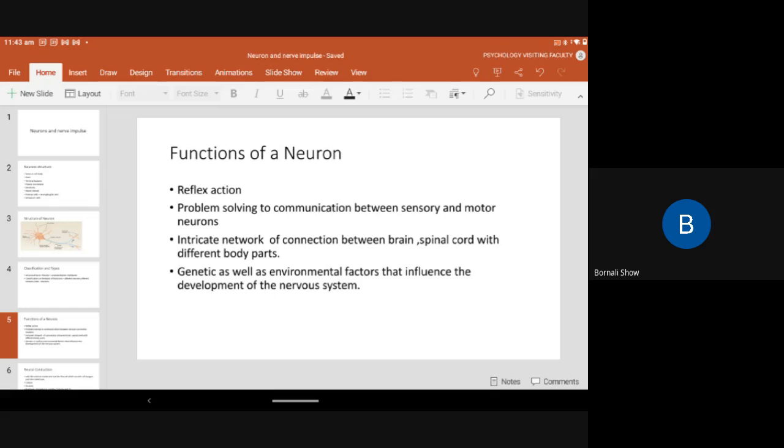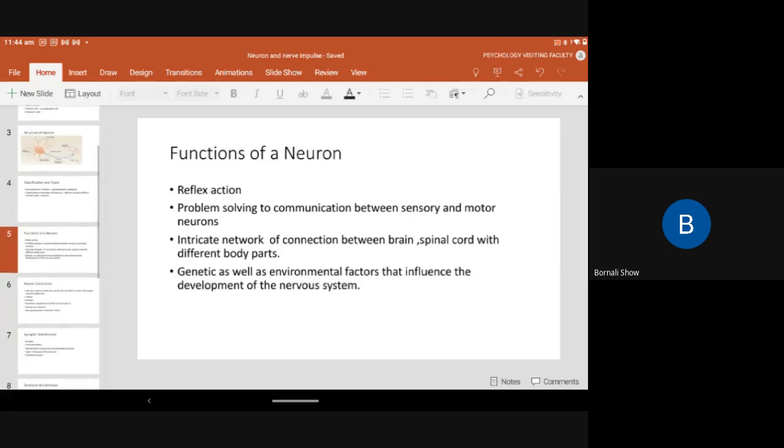It is a very important question also for you, I am telling, because from the past few questions, you may find: what is the definition of the neuron, what are the types or classifications of the neuron, and what are the functions of the neuron.